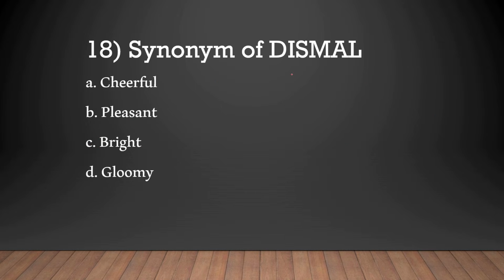Next, synonym of the word dismal. So the word dismal describes something very depressing, dull, or causing sadness. So simply you can say something which is not pleasant. Okay, unpleasant, something which is disappointing, depressing, miserable, something which is gloomy. So the word gloomy means dark. Okay, dark. So look at the option D, that is gloomy is the right answer.